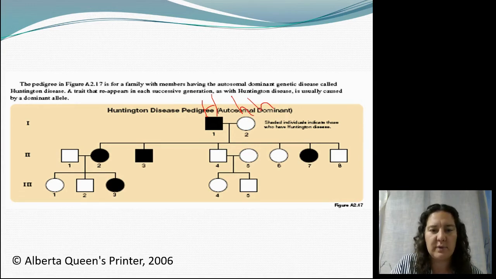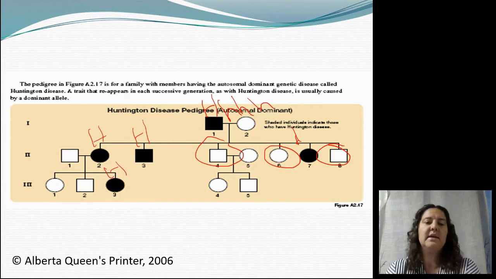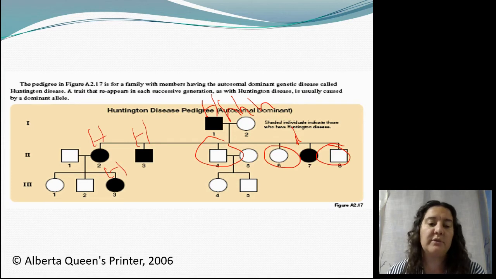Because when we look at the children, we can see that child 2-4 and child 2-6 and 2-8 are unaffected. We know that this individual has one affected and one unaffected allele. And again, that means that individuals 2-2, 2-3, 2-7, and 3-3 all have that dominant allele, giving them Huntington's disease. So typically, if it's an autosomal dominant condition, you'll see it in every generation.